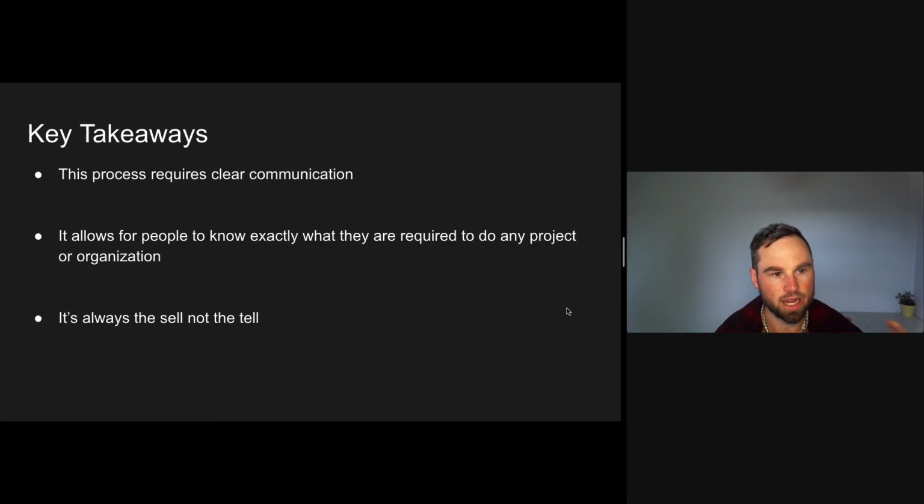So the key takeaway: this process requires clear communication. It allows people to know exactly what they're required to do in any project or organisation. This clearly puts the right people in the right seats to do their job, gives them autonomy, agency, and the freedom to do what they're supposed to do. And remember, it's always the sell, not the tell, when you're implementing change management.